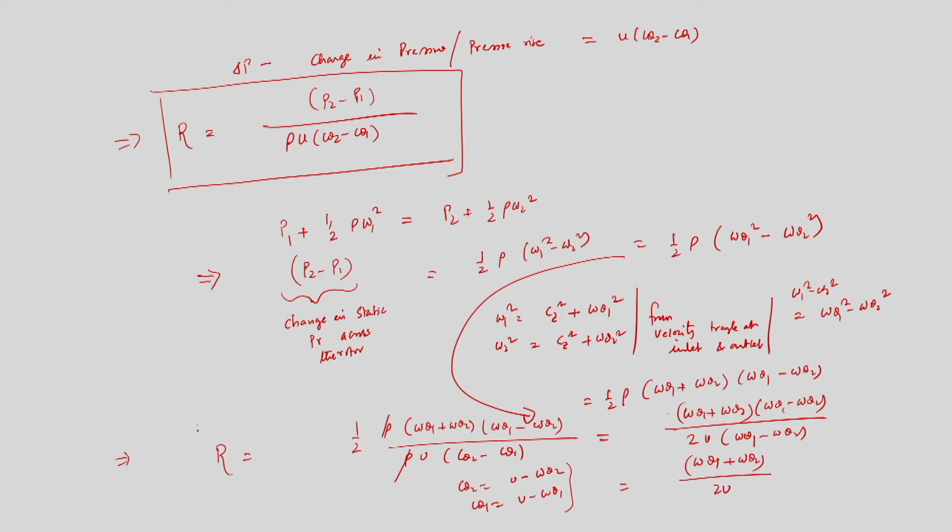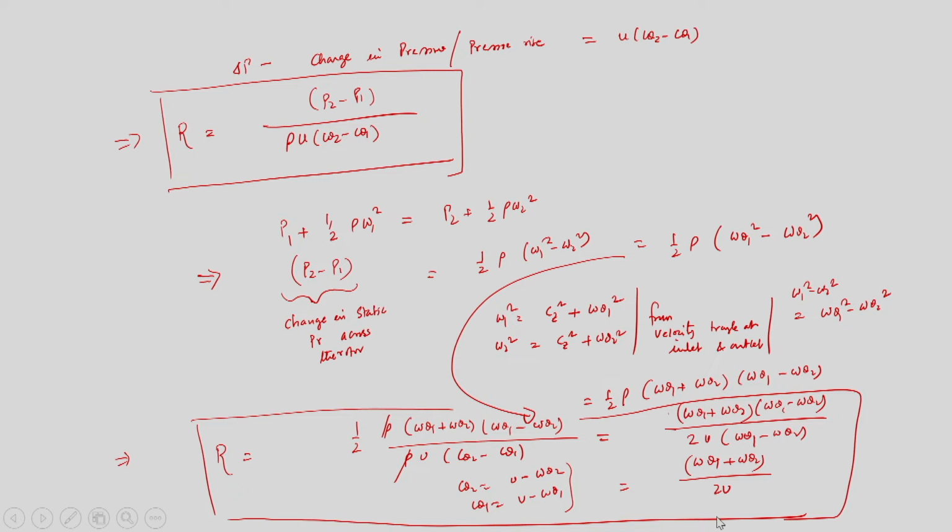So, this is the final expression of mathematical form of the degree of reaction that we obtain. If I go to the next slide, the degree of reaction that I obtain is W theta 1 plus W theta 2 divided by twice u. So, this is the mathematical expression for the degree of reaction for axial flow machines.